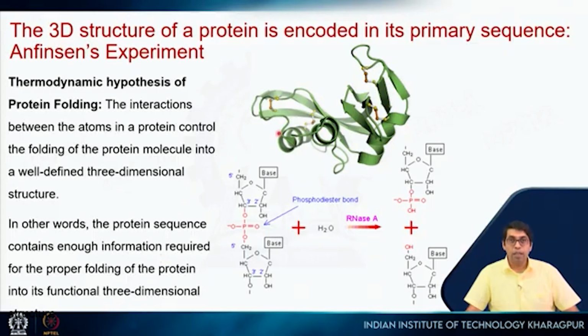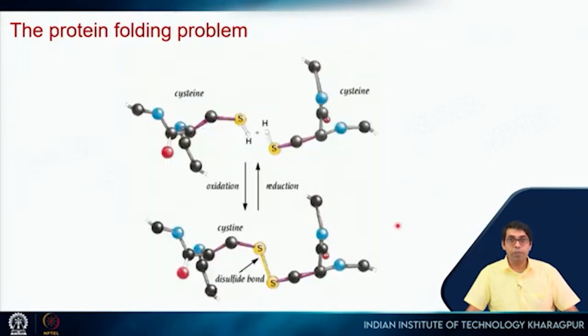So to show that, what Anfinsen did was, he and his colleagues used this particular enzyme called ribonuclease A. I will talk about enzymes in next week's lecture. And this enzyme catalyzes this particular reaction. So this is an RNA. It catalyzes the hydrolysis of this RNA into its subunits.